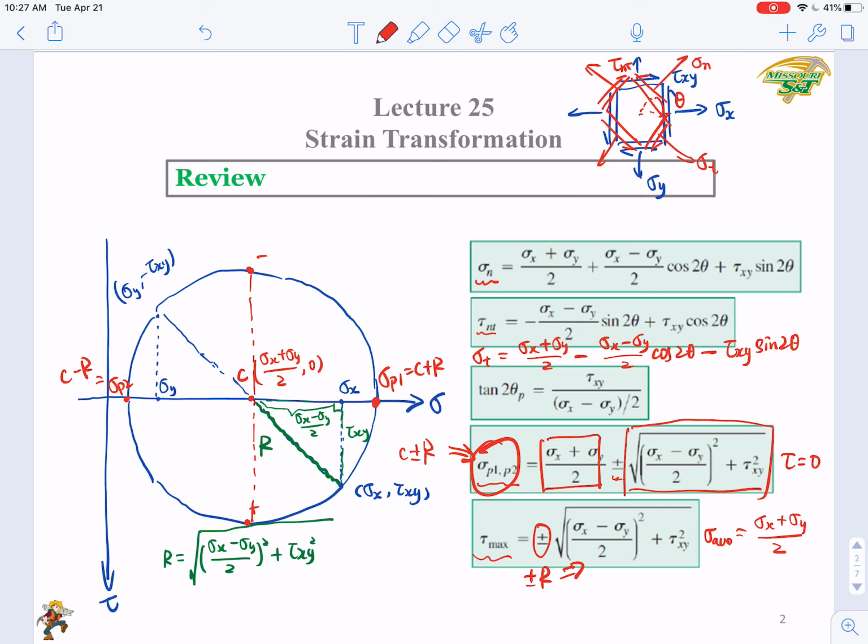And you can have other methods based on the Mohr circle to find out the tau max. So the tau max just equals R, or the diameter over 2. So what is the diameter? The diameter here equals just sigma P1 minus sigma P2, over 2. So this is the other equation that you can use to find out the tau max if you know the principal stresses.